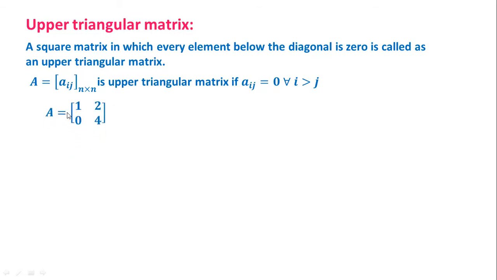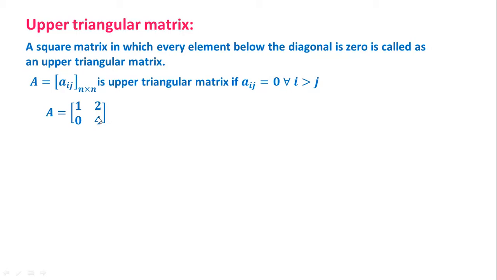Let us see one example. This is a 2 by 2 matrix and it is an upper triangular matrix. See here, all elements below the diagonal are 0. This is the diagonal, and in case of a 2 by 2 matrix there is only one element below it and that element is 0, so it is called an upper triangular matrix. If we ignore the 0, the remaining part looks like a triangle.